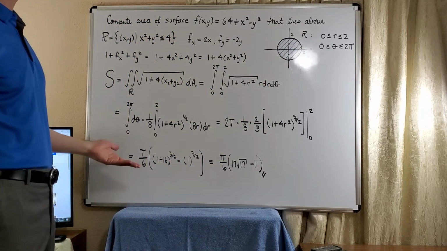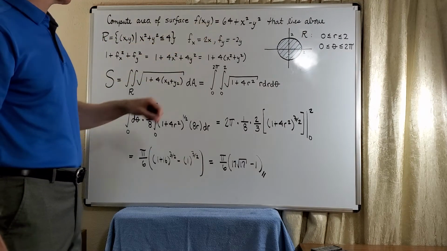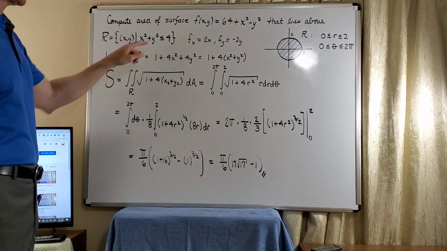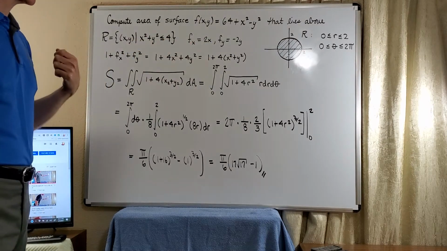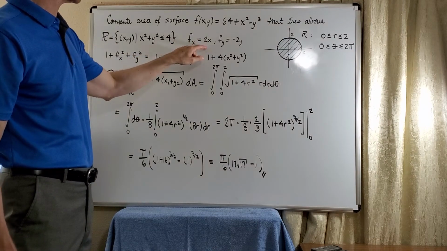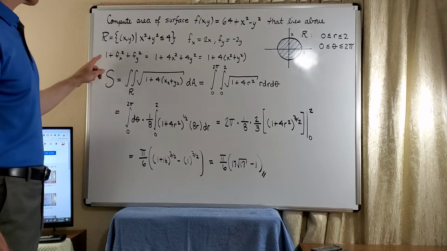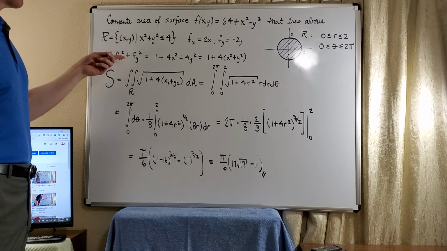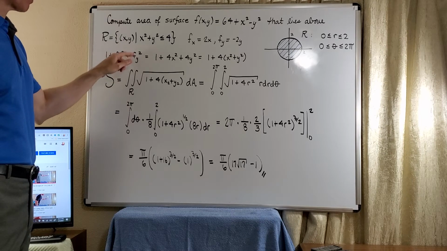Now when we compute the area of a surface, when we have a Cartesian representation of the area, we need to look at the x partial of f and the y partial of f. These are very easy to compute. The x partial is just 2x, and the y partial is negative 2y. And then, of course, the argument for our radical is 1 plus fx squared plus fy squared.